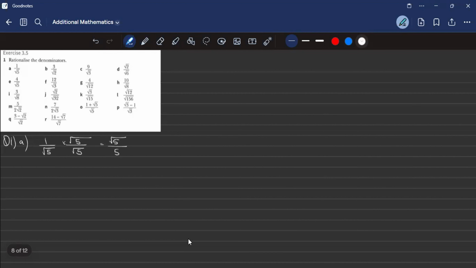Basic. So B, 3 upon under root 2, multiplied by again under root 2 divided by under root 2, because we rationalize it. So 3 under root 2 divided by 2.